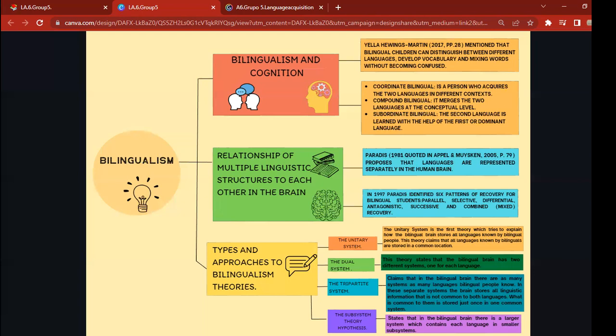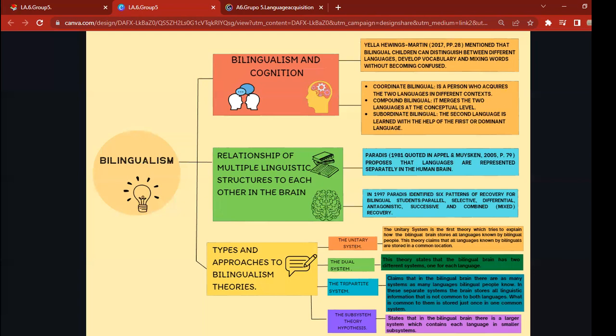Finally, we have types and approaches to bilingual theories. The first one is the unitary system. It's the first theory which tries to explain how the bilingual brain stores the languages known by bilingual people. This theory claims that all languages known by bilinguals are stored in a common location. The second theory is the dual system. This theory states that the bilingual brain has two different systems, one for each language.